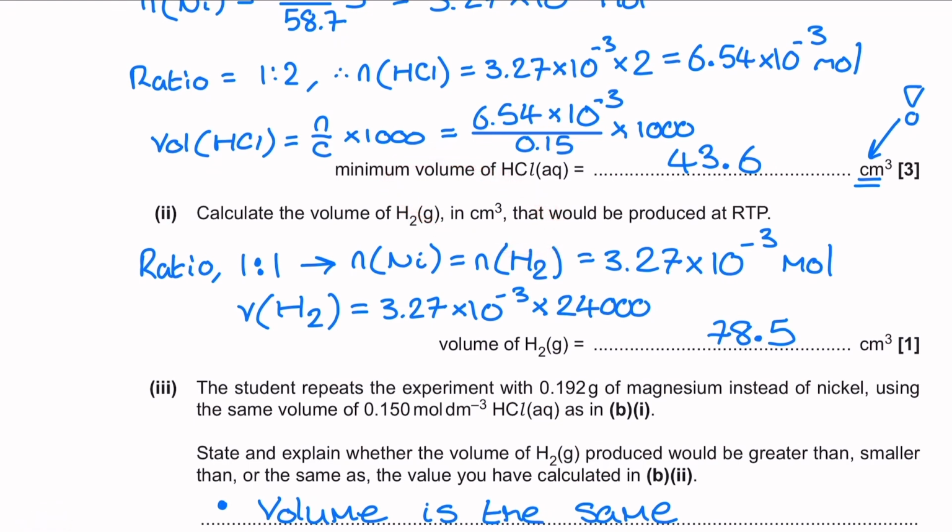So what I'm going to do here is use my moles of the nickel from my earlier part of the question. Since the nickel and the hydrogen gas are in a 1-to-1 ratio with each other, all the nickel moles that react are going to be equal to the number of moles of hydrogen gas formed. So here's my number of moles of hydrogen gas. I then multiply that value by the molar gas volume, but you'll notice I'm using 24,000, not 24, because that means my answer is going to come out in centimetres cubed for my volume of hydrogen gas. That gives me an answer of 78.5 centimetres cubed.